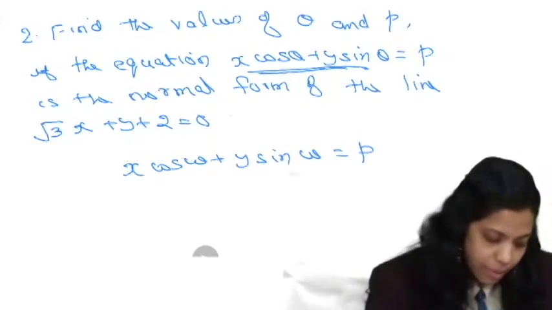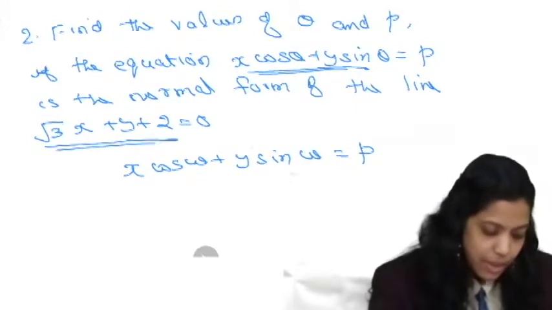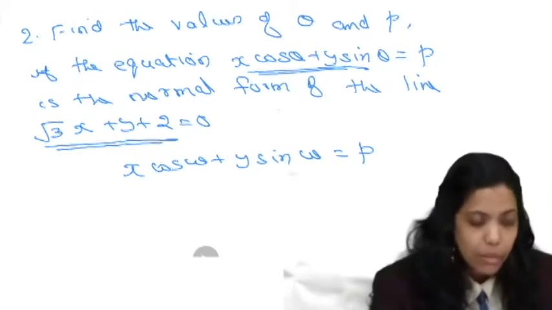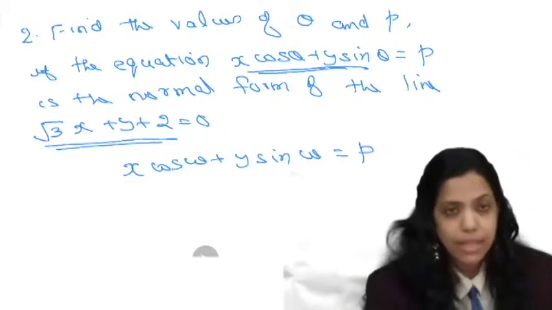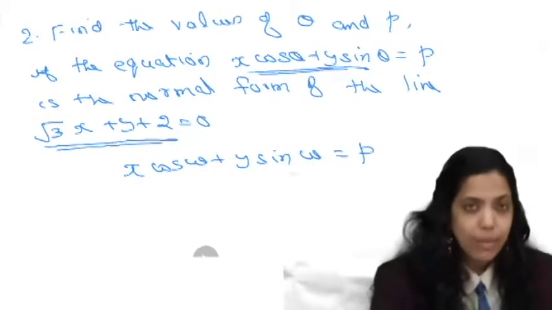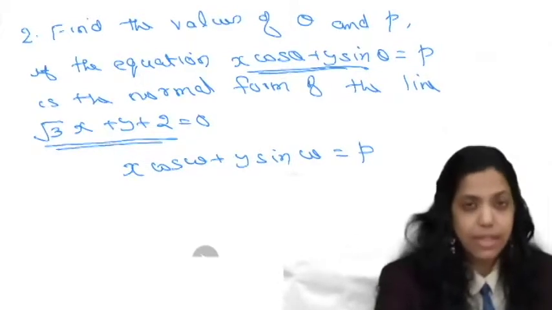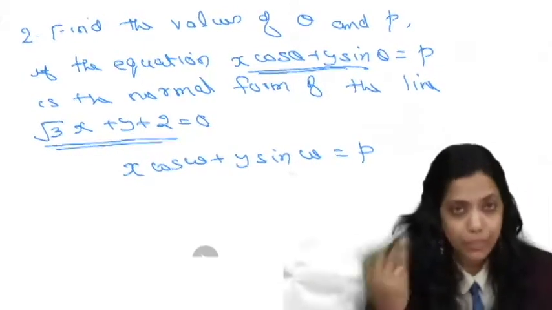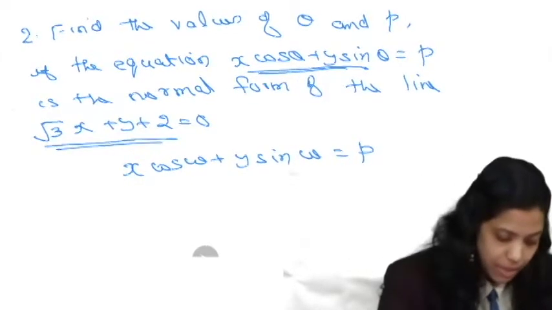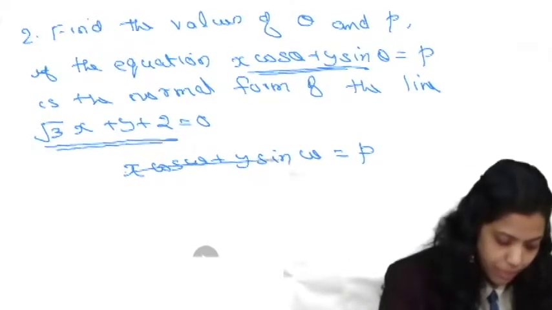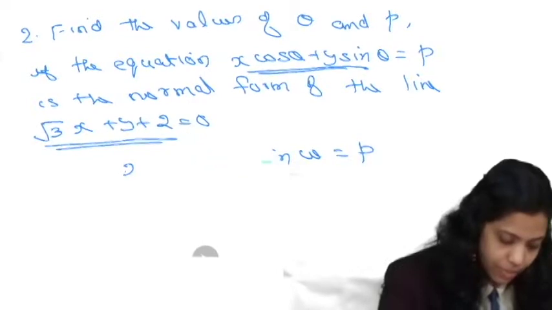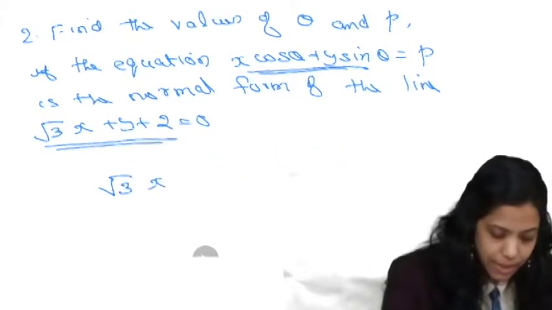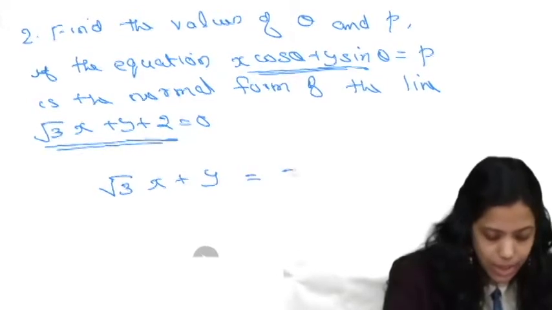And here, if we have a look at that given question, first of all, we can express the given question in the form of the normal form x cos theta plus y sin theta equal to p. So only x and y terms are on the left hand side, and on the right hand side we can shift that value of 2 to the right side. So here it comes as root 3x plus y equals negative 2.